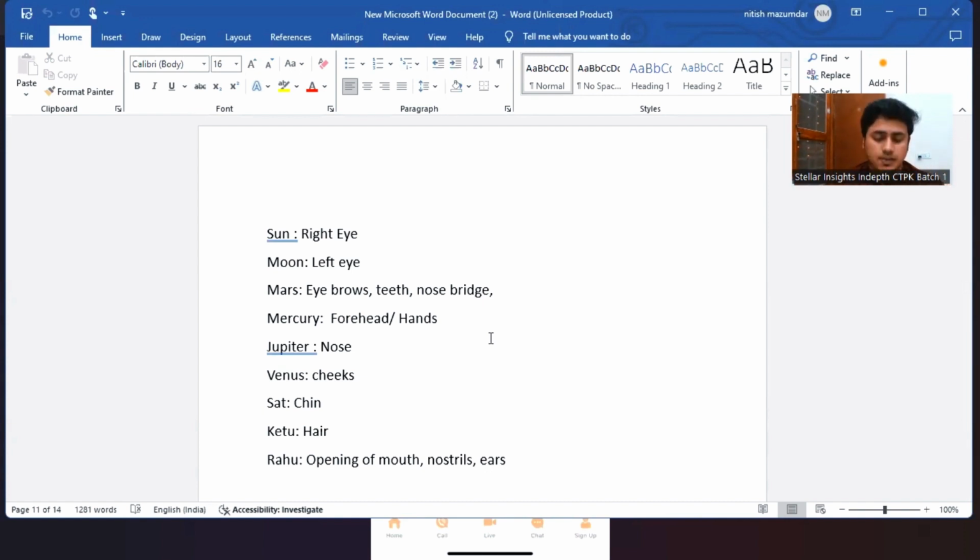If Mars, what is Mars, what are the natural characteristics of Mars? Any idea? Just an example: if someone has a problem in the right eye, what can you identify from that? Problem with Sun. Correct. So without seeing the chart, you can directly give a remedy for Sun.